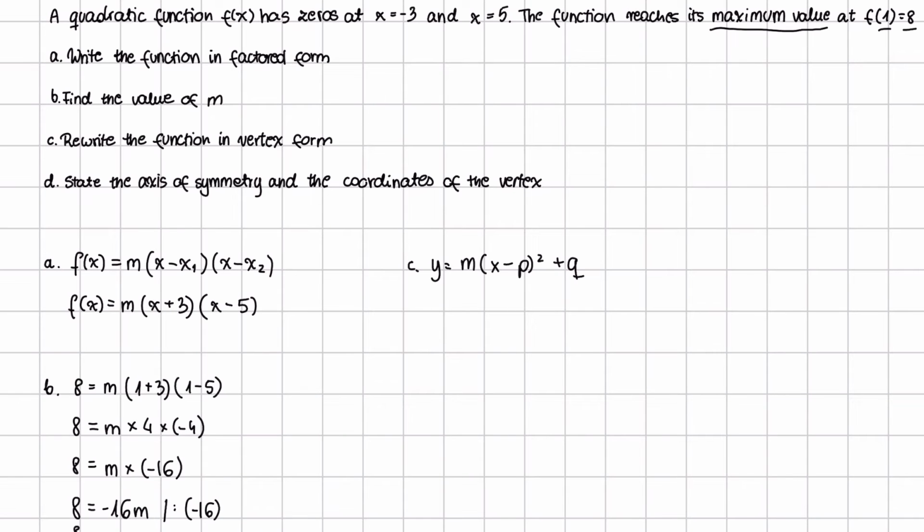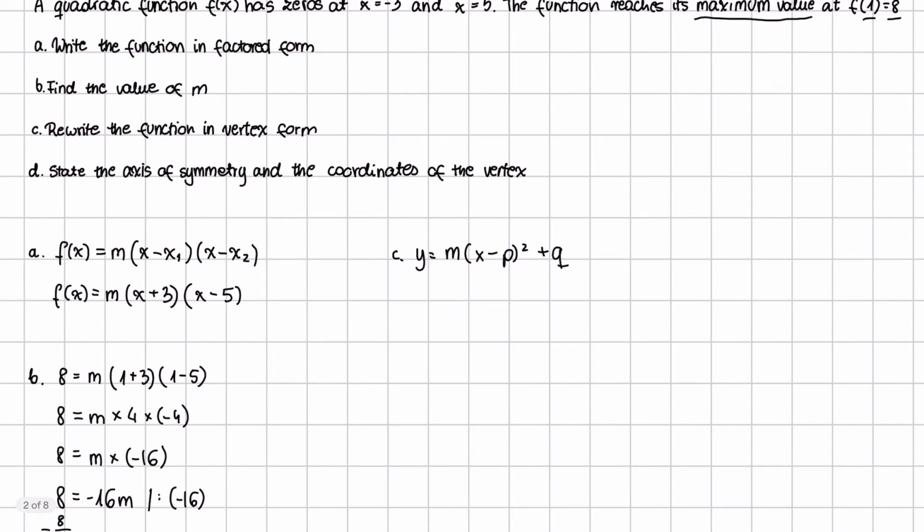C, rewrite the function in vertex form. And in order to write our function in vertex form, we have to remember the formula for the vertex form. So this is y equals m, so our gradient, and in bracket we have x minus p. P is sometimes also denoted as h, and this is squared, plus q. Q is sometimes denoted as k, but it doesn't matter. What matters is that these values are our vertex. So in our case, maximum value.